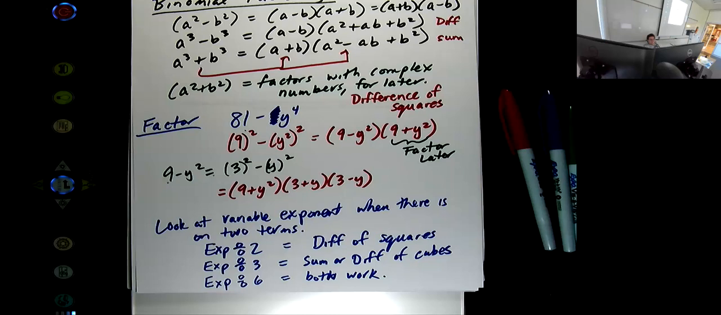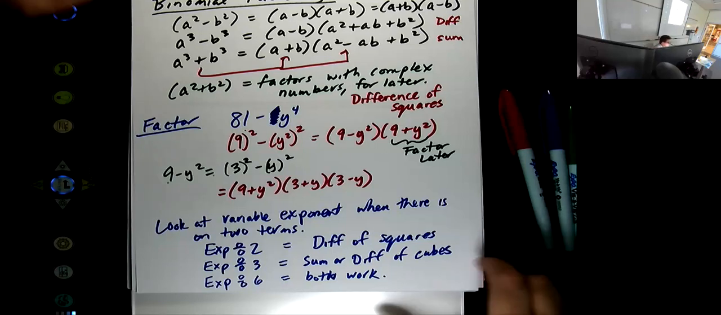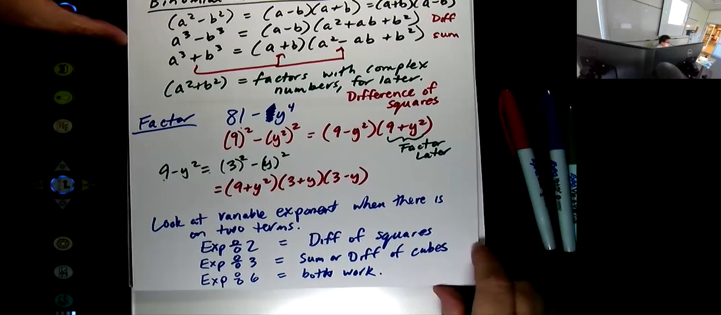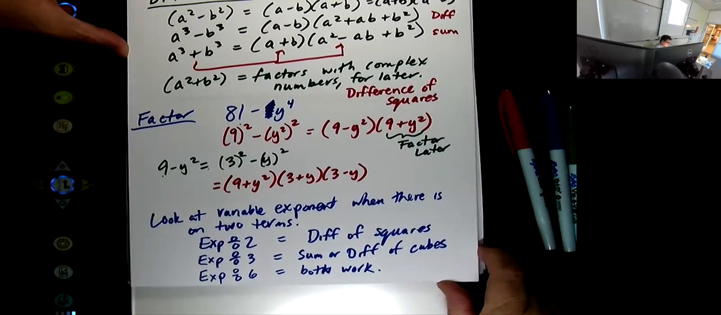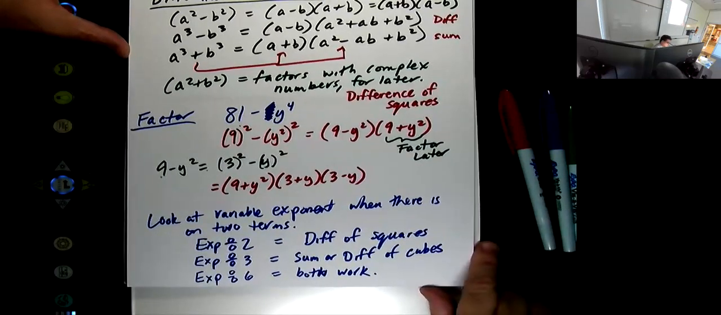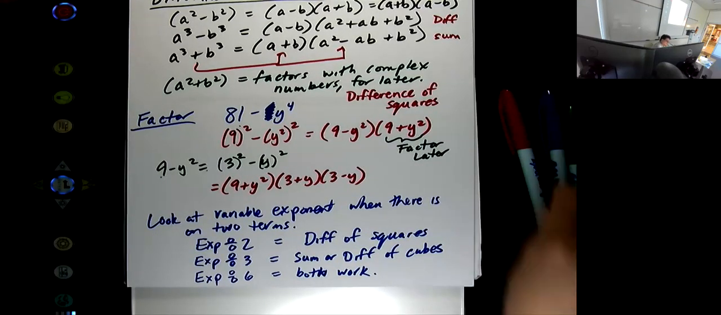What's it say right there? Look at variable exponent. Right, to look at variable exponent when there's only, it should say only two terms.